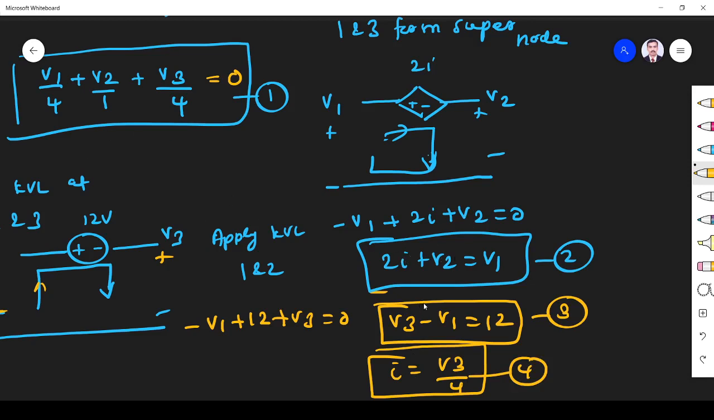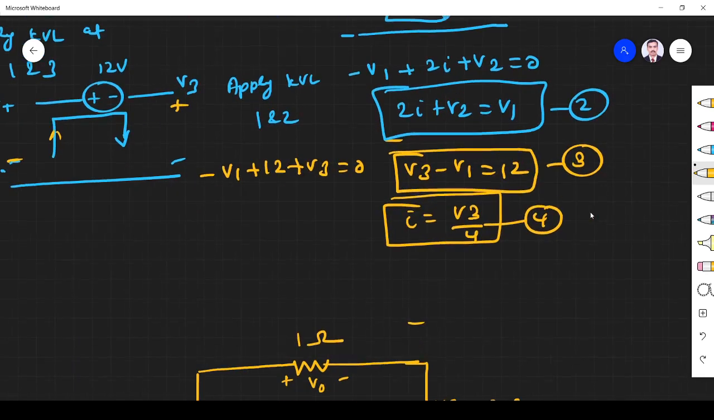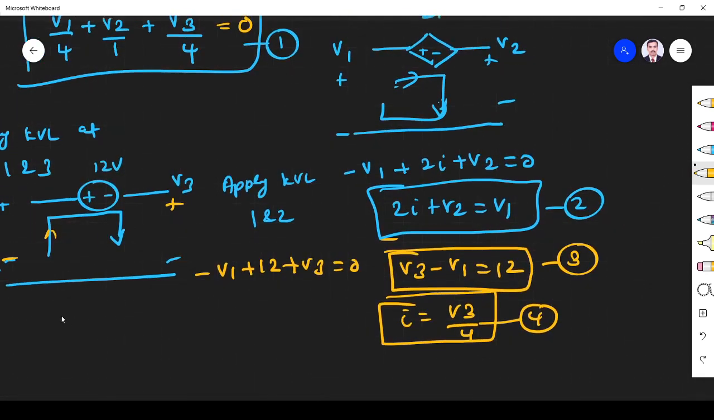Otherwise, anywhere. If you substitute and simplify, everything will be in the form of V1, V2, V3. Simplify equations 1, 2, 3, substitute 4 in 3 and 4 in 2, and this will be in terms of V1, V2, V3. If you simplify, we get the answer V1 is equal to minus 3 volt, V2 is equal to 4.5 volt, V3 is equal to minus 15 volt, right? So in this way we have to solve the problem.